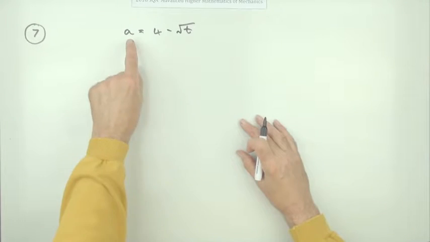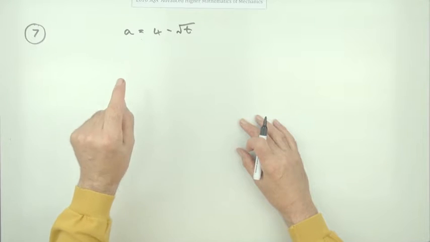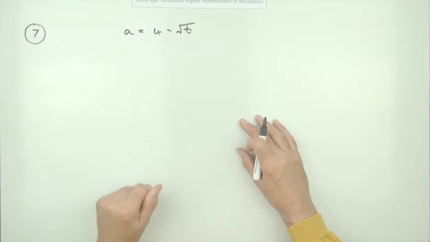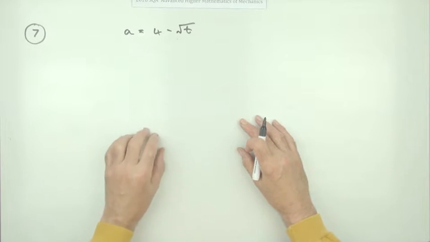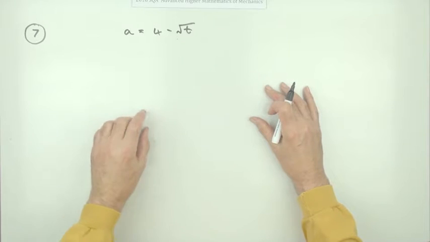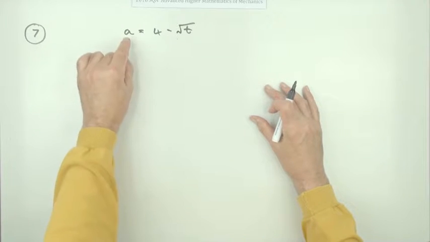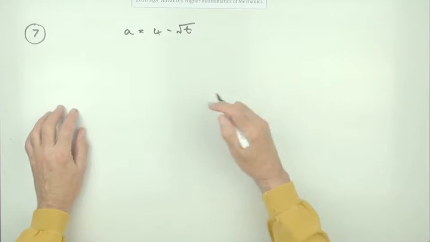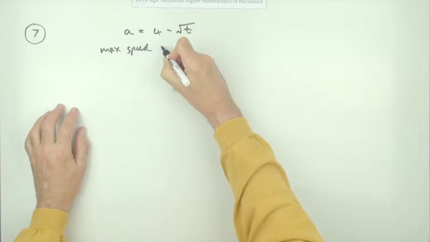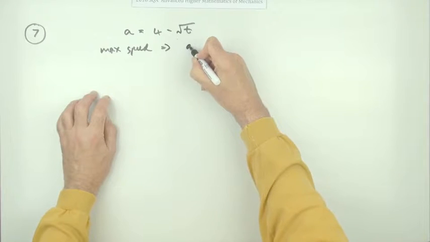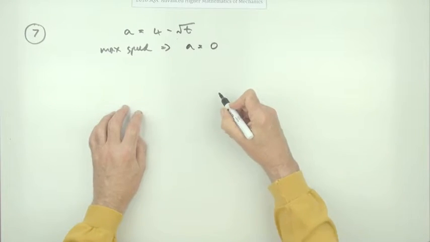Maximum speed. Well, its speed will keep increasing as long as it's accelerating. Now, according to this, its acceleration is going to decrease with time, but nevertheless, even though the acceleration is decreasing, it will still keep increasing speed until the acceleration reaches 0. So you've got this: maximum speed is reached when the acceleration equals 0.